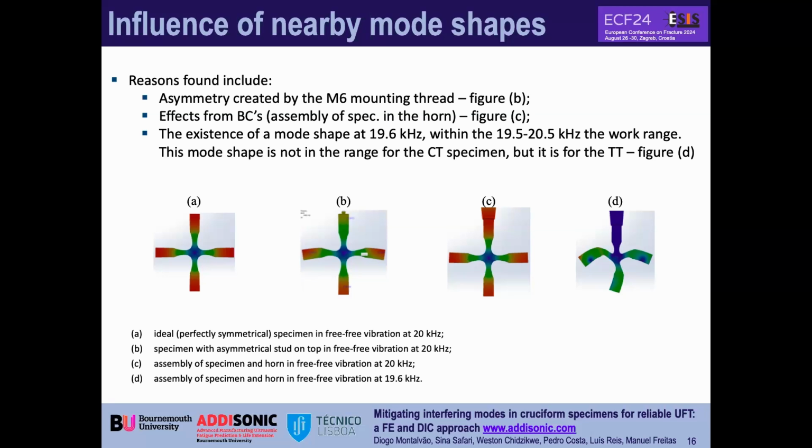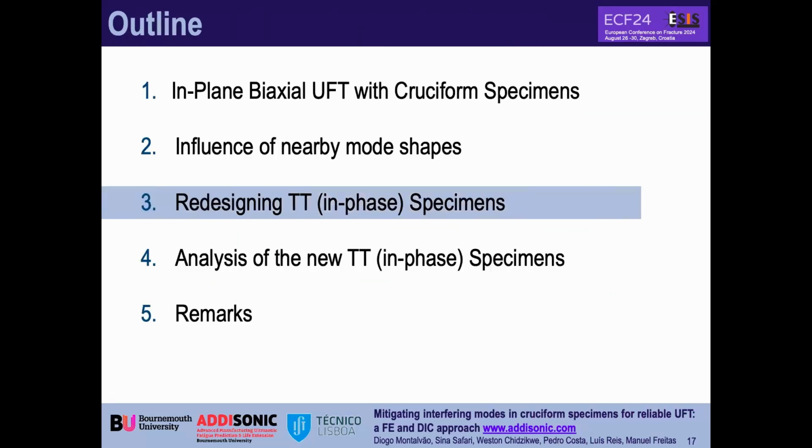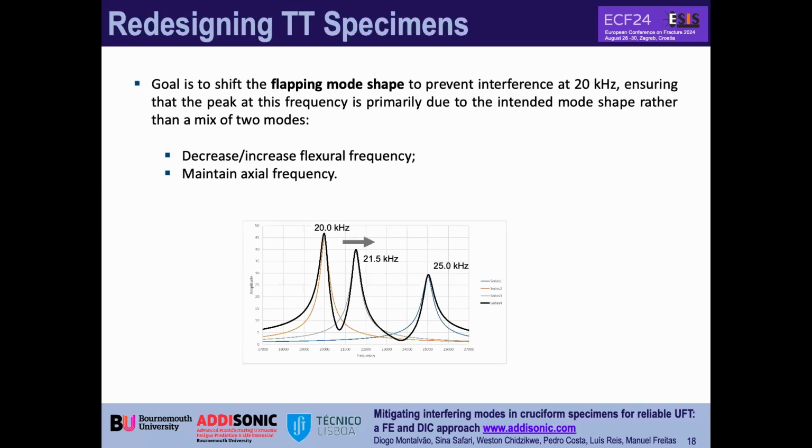This is also related to the type of loading that we are applying. In this case, this is not related to the CT specimen, that's why I obtained very good results, but it is related to the tension specimen. And the result is a kind of this: the flapping of the arms when we apply the TT specimen loading in phase. So we need to do something to solve this, and I will move to the third case.